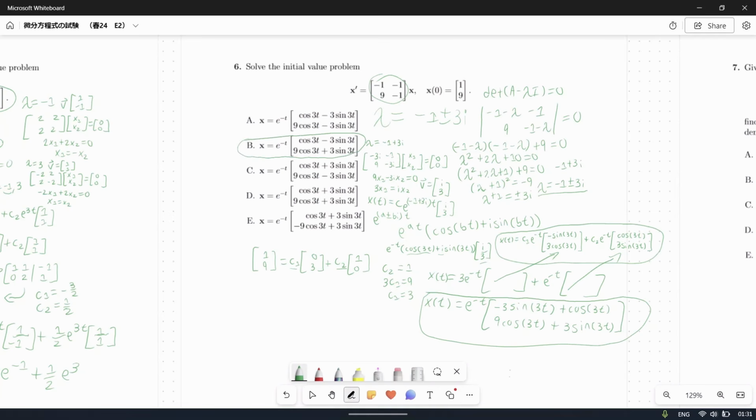Let me just double check to make sure. So we have a cosine there, negative 3. Okay, that matches up with that, 3 sine. Okay, yeah, so the answer to this question is going to be B.